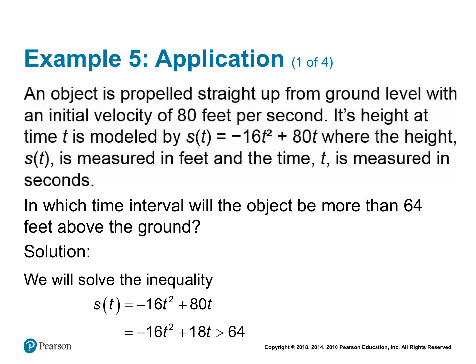Okay, an object is propelled straight up from ground level with an initial velocity of 80 feet per second. Its height at time t is modeled by this formula, where the height s of t is measured in feet and the time t is measured in seconds. In which time interval will the object be more than 64 feet above the ground? So first we'll go ahead and solve this as an inequality. So we want to know when it's going to be more than 64, so that's why we have greater than 64.